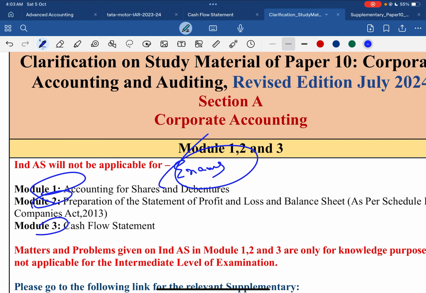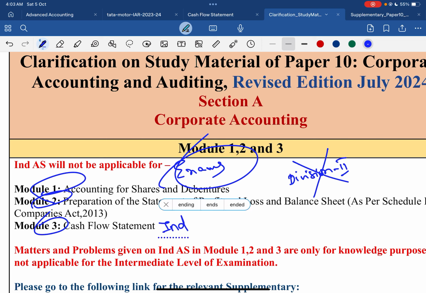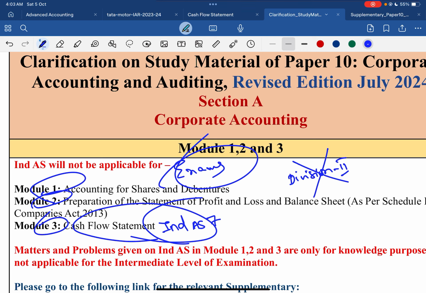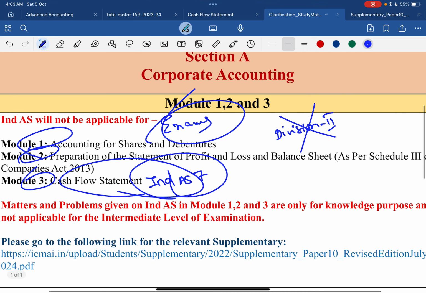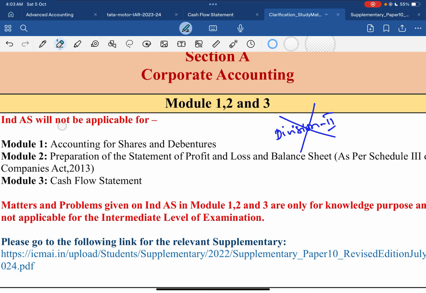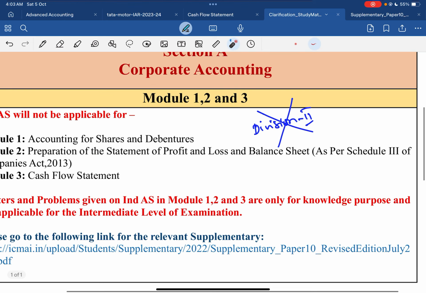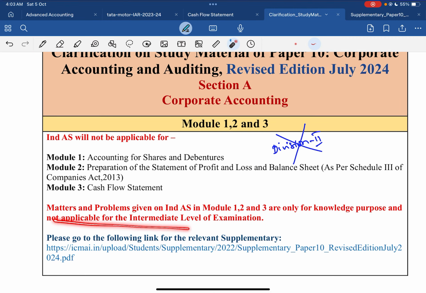Module number 1, module number 2, module number 3. Whatever you are studying in modules 1, 2 and 3 related to Ind AS is not applicable for you. Listen, Division 2 is not applicable for exam. Cash flow statement, Ind AS 7, is not applicable for exam. The matters and the problems given in Ind AS 7 in modules 1, 2, 3 are only for knowledge purpose, not applicable for the intermediate level of examination.